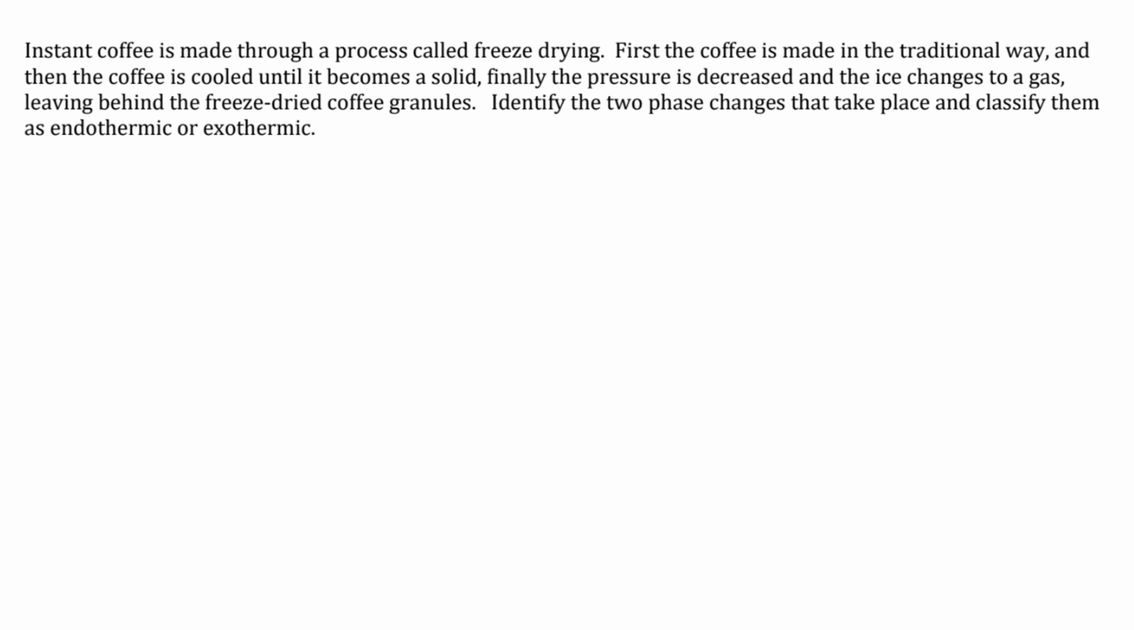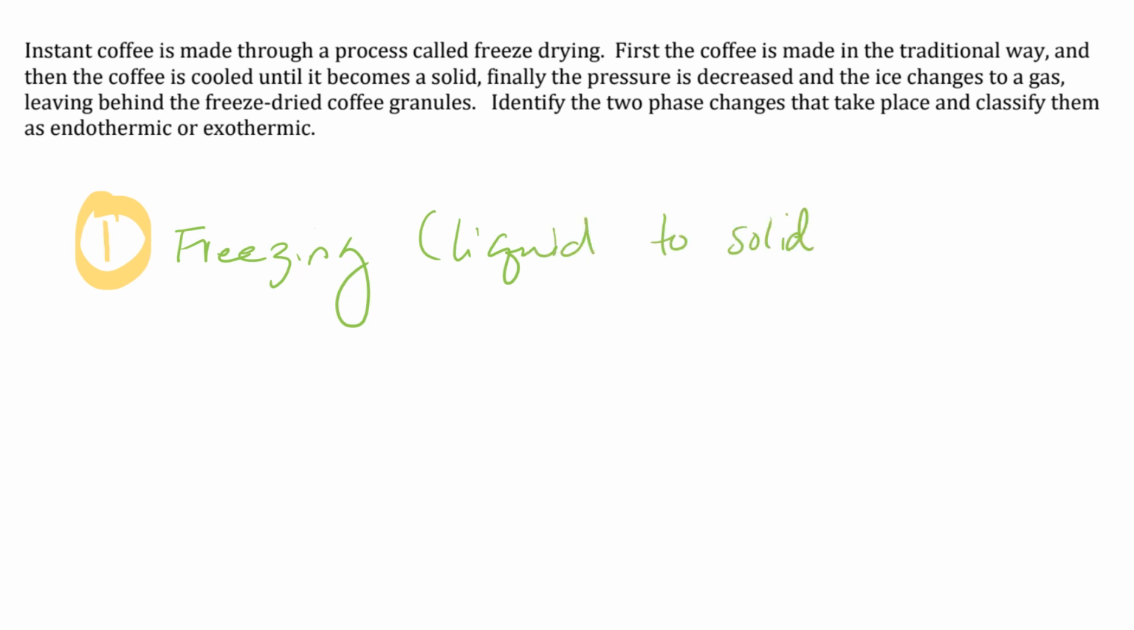So try to avoid writing exo and endo, write out the word. The first one they talk about is freezing. Freezing is liquid to solid. So for it to go from a liquid to a solid, remember, liquid has more energy compared to a solid. So this is going to be exothermic because the energy is released.